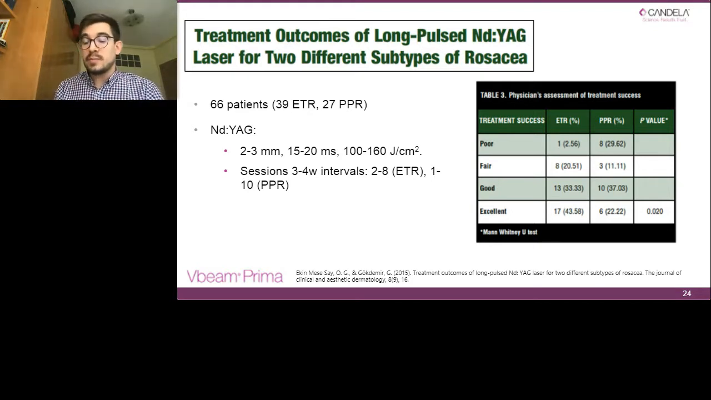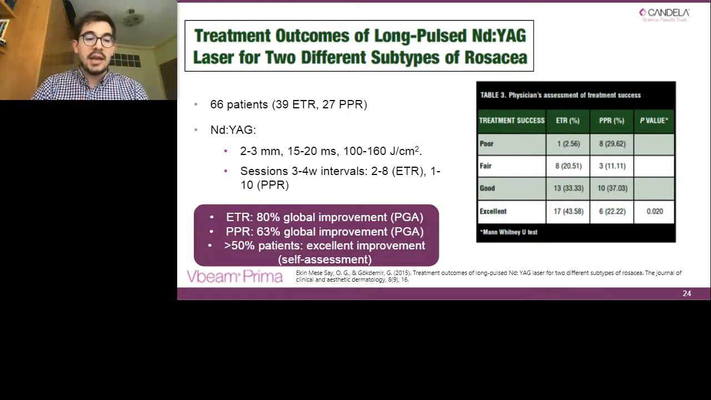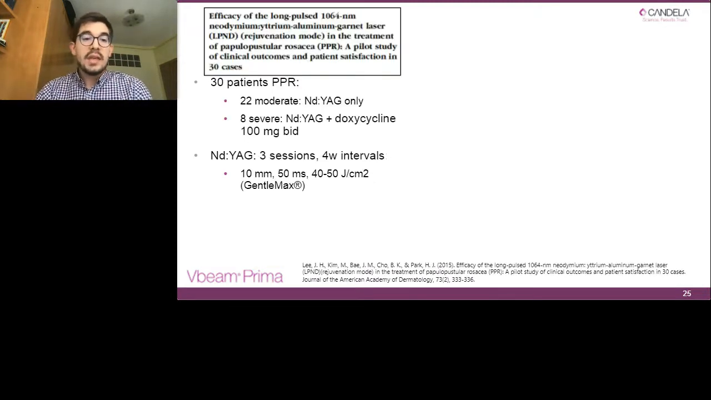They use a very small spot of 2-3 millimeters, 15 to 20 milliseconds of pulse duration, and between 100 and 160 joules per square centimeter. And they apply sessions every 3 or 4 weeks. And as you see here, most of the patients grade a good to excellent response, over 80% of global improvement in patients with erythematotelangiectatic rosacea, and over 63% of patients with papulopustular rosacea. So it's effective in both types of rosacea, very safe, and with good results.